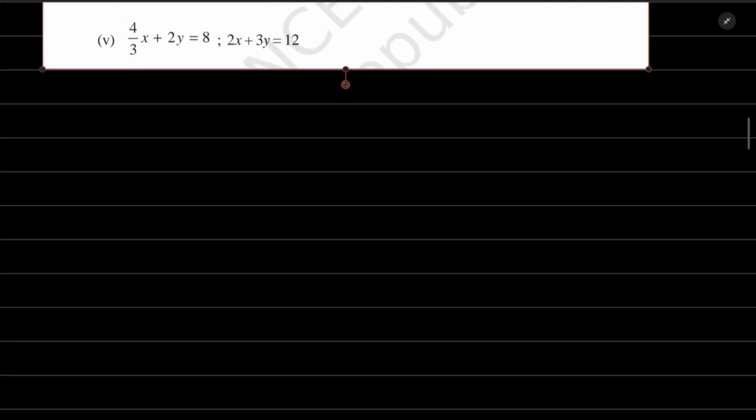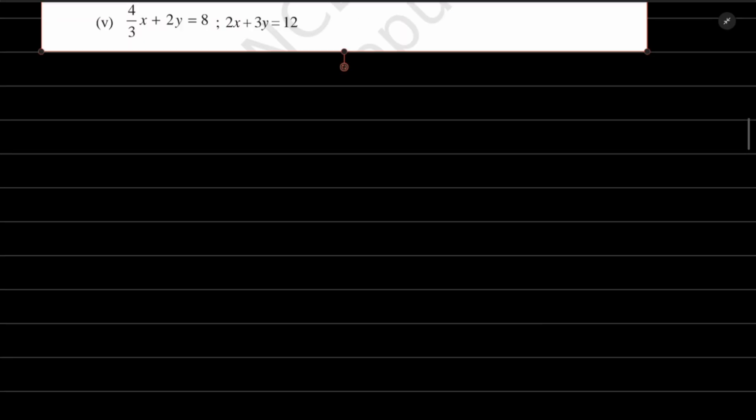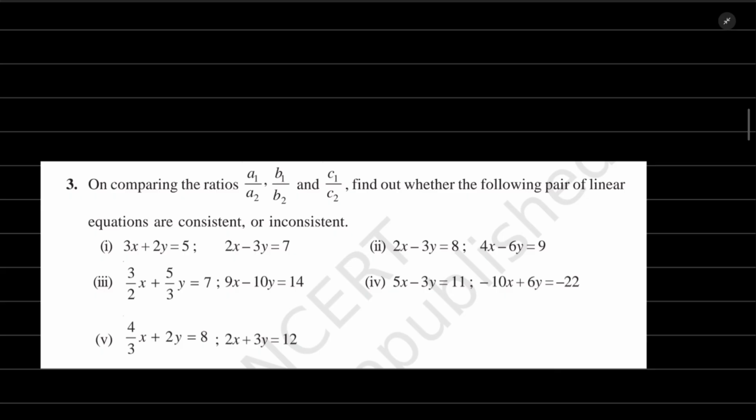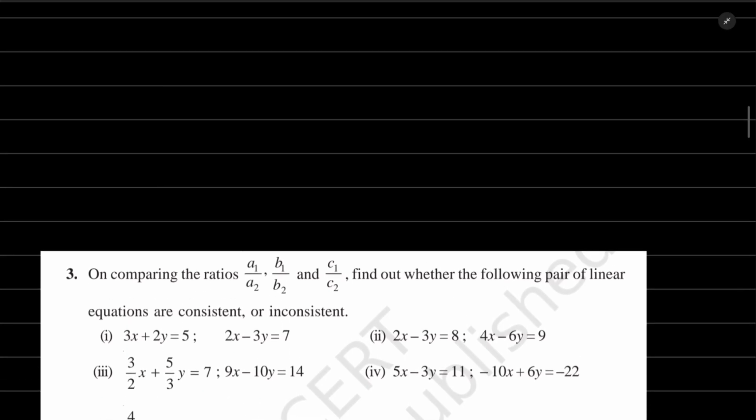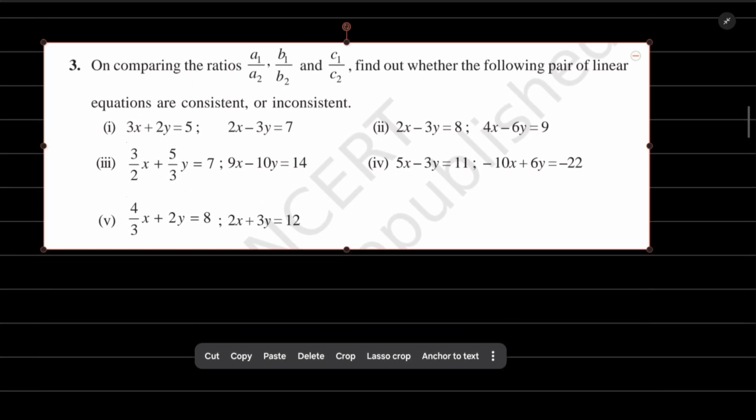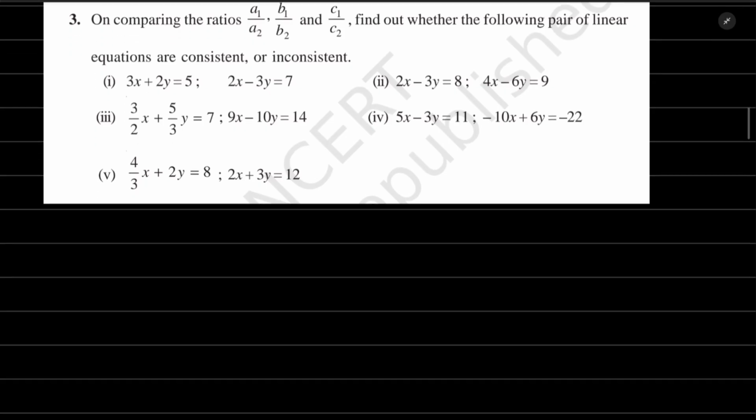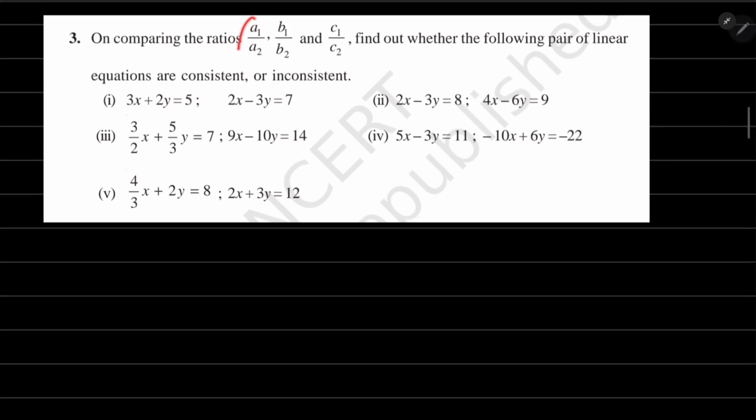Okay, the next question is, on comparing the ratios, the same way we'll have to do A1 by A2, B1 by B2, and C1 by C2. Find out whether the following pair of equations are consistent or inconsistent.